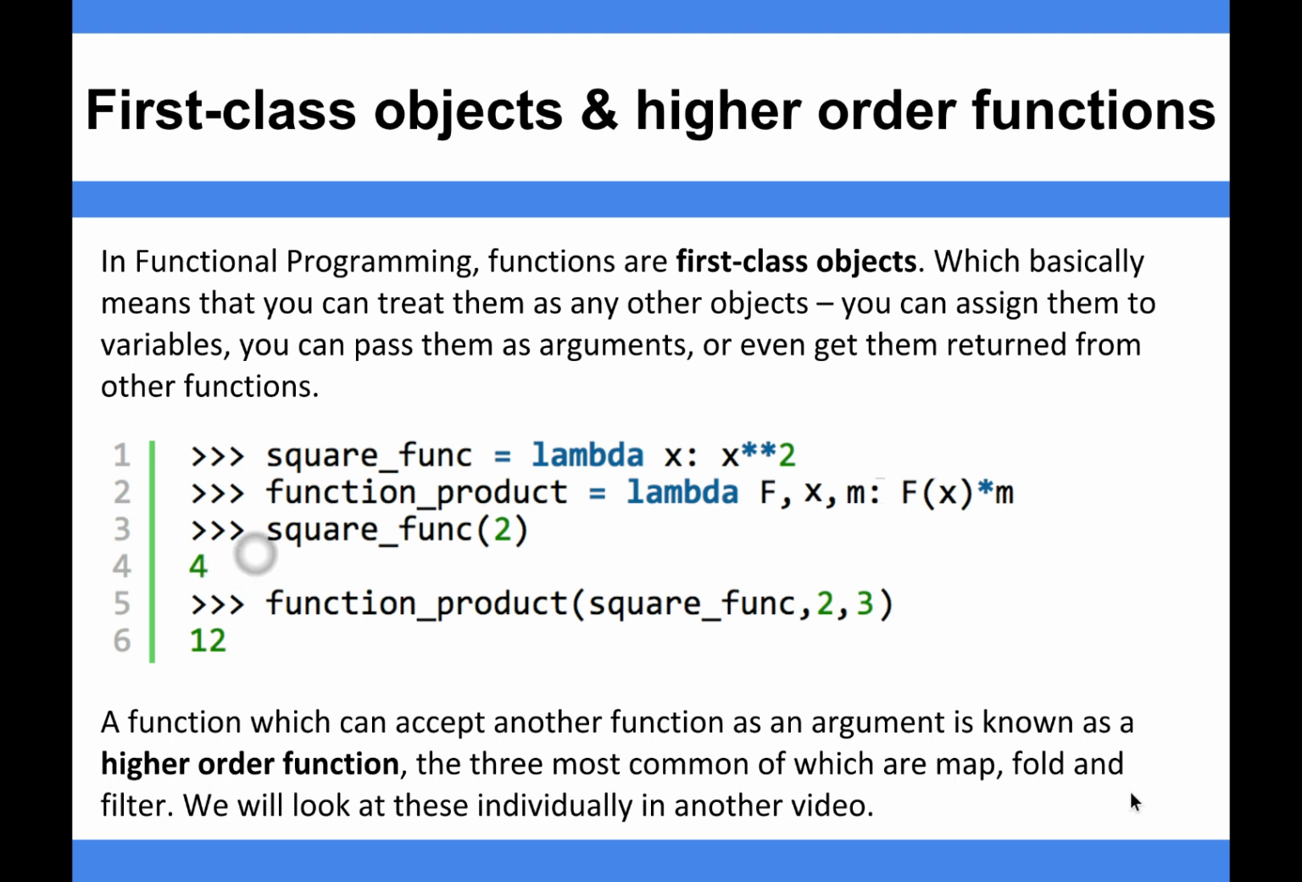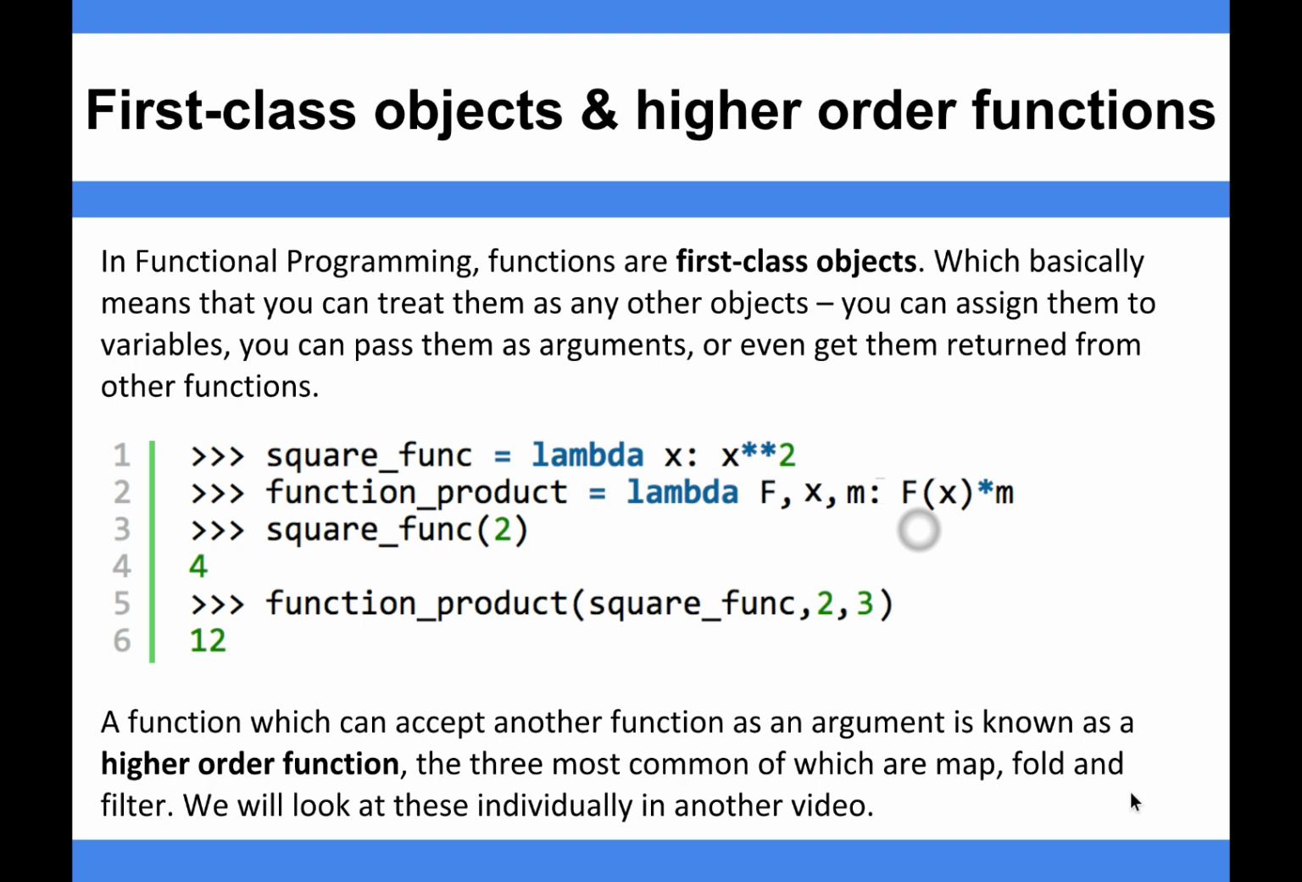Okay, I've then got another function here, function product, and this one has 3 parameters, f, x, and m, and its returned value is f being a function, so I'll pass it x, and then times it by m. Underneath, I'm going to call this: function product with square function, so I'm passing it this function here. This is why it's a first class object, because it's able to be passed as an argument. So I'm passing it square function, and then my x becomes 2 and my m becomes 3.